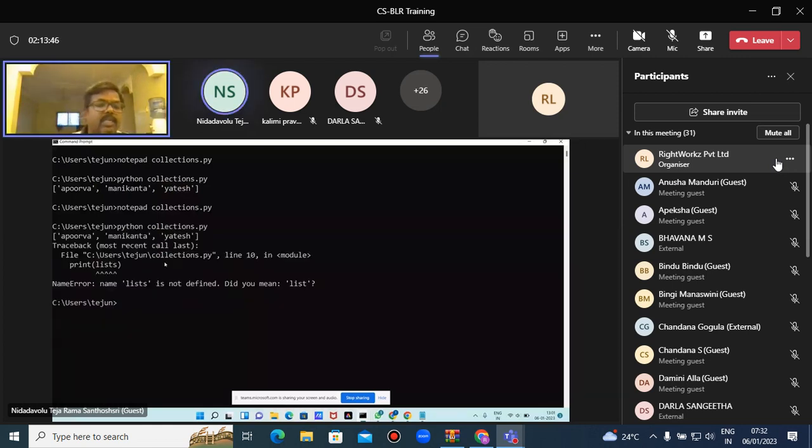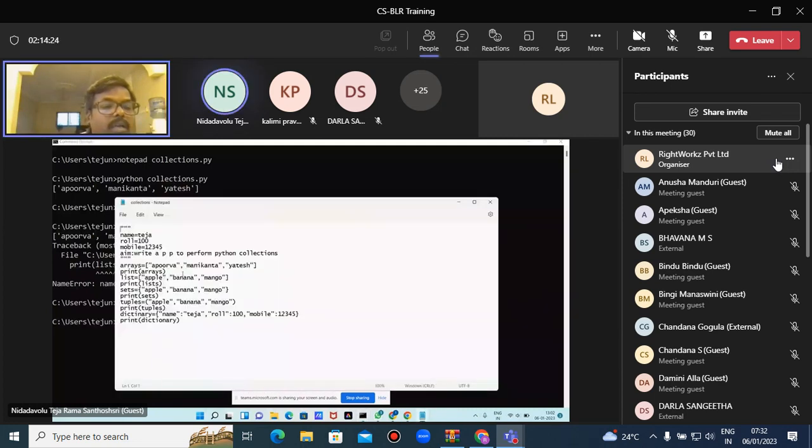Python space collections.py. Somewhere else you have made a mistake. Can you identify what the mistake is? Line number 10. List. No, you have given list somewhere else. In one place you have given list. But both places. Open notepad. Go to line number 10. Open notepad. See, you have used the list. Yes, sir.